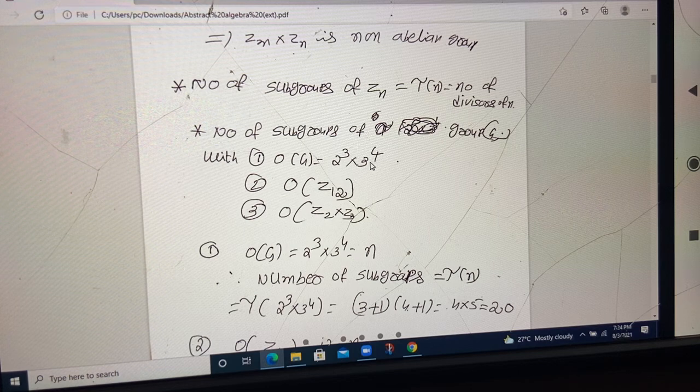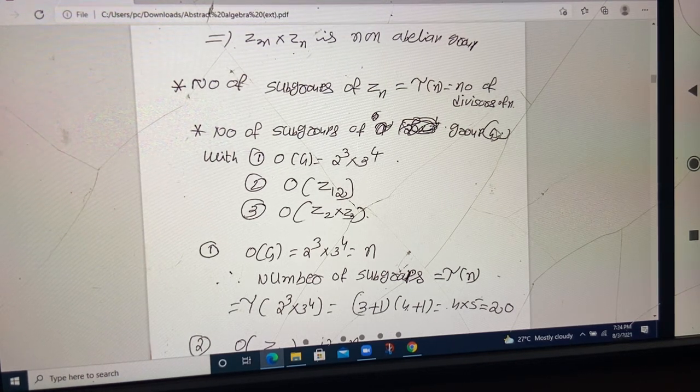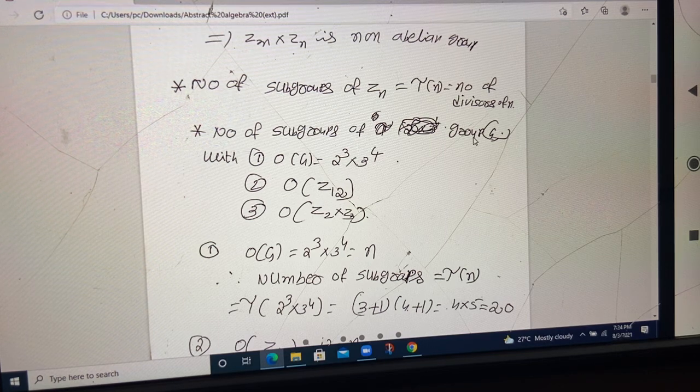So if the order of the group is given and the group is abelian, this formula is applicable for all abelian groups. If G is abelian, then the number of subgroups is equal to tau(n), that is power plus 1, power plus 1. Otherwise, we cannot apply it. If it is a non-abelian group, we cannot apply this formula. This formula for the number of subgroups of Zn can be applicable for any group which is abelian and of order n.